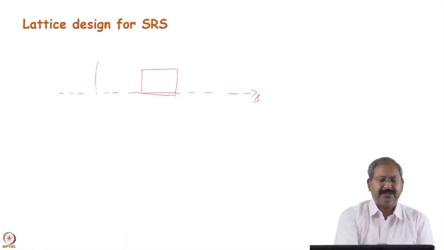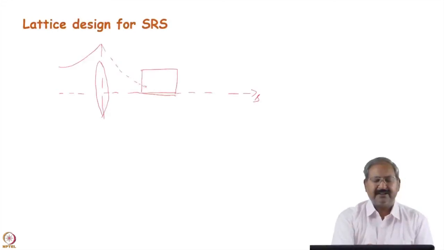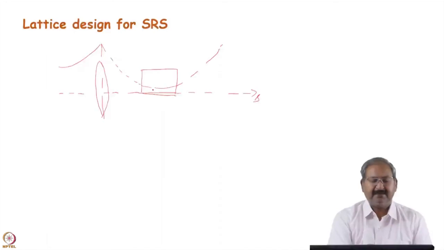And suppose we put a quadrupole here. Means suppose dispersion is in this fashion, and then the quadrupole sends this dispersion lower in the dipole magnet, and again it becomes higher because this dipole magnet will again enhance the dispersion. So dispersion will come again at higher values.